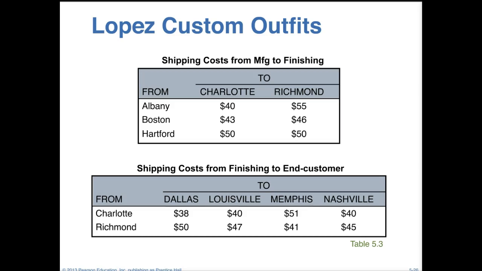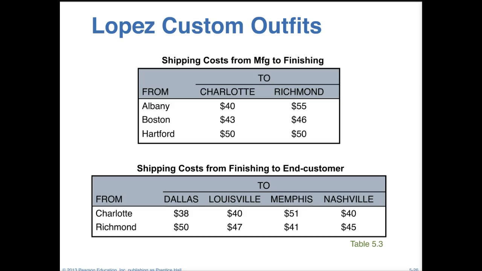They make them in Albany, Boston, and Hartford. And so what they do is they have a specializing and inspection location in Charlotte and Richmond. That's going to be your transshipment nodes in this particular model. And then from there, from Charlotte and Richmond, they ship to their end customers in Dallas, Louisville, Memphis, and Nashville. And so what we see are the shipping costs for all of those.